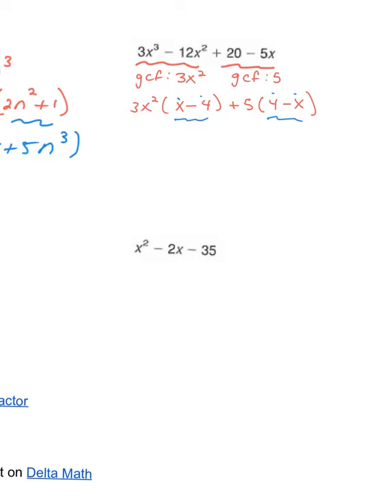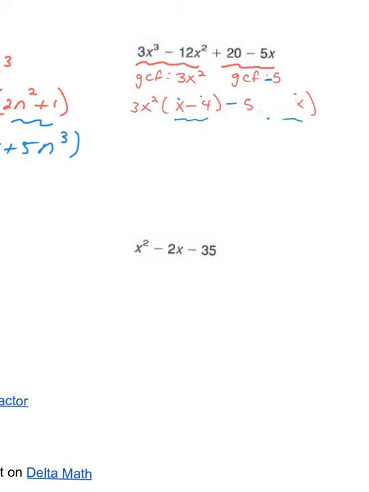They're opposite signs. So that's my indication that instead of just taking out a 5 out of the second one, I really should be taking out a negative 5 out of the second one. My GCF should have been a negative 5.